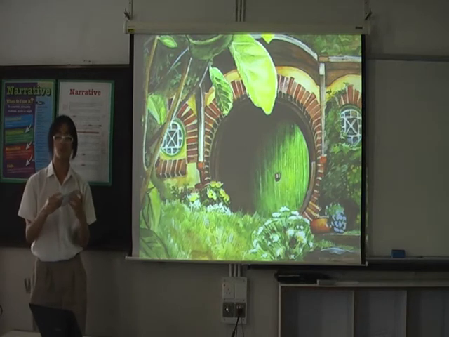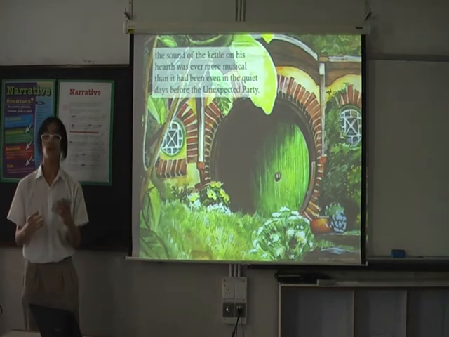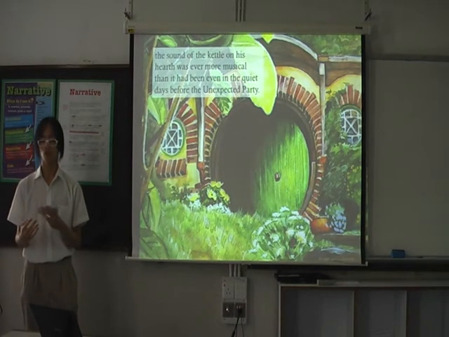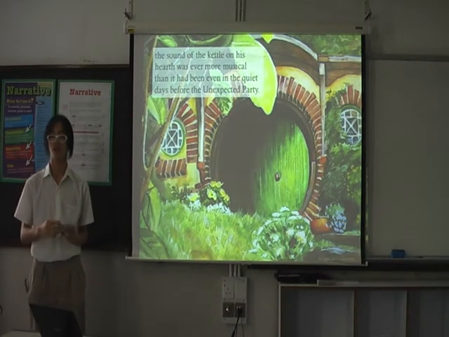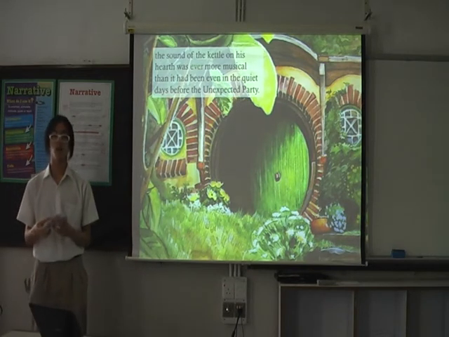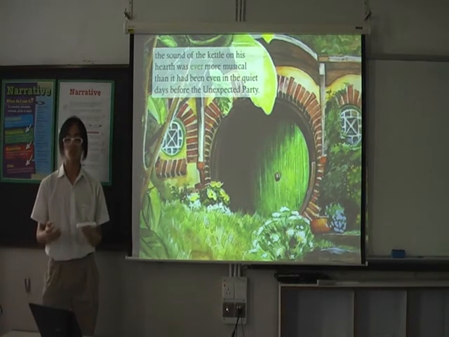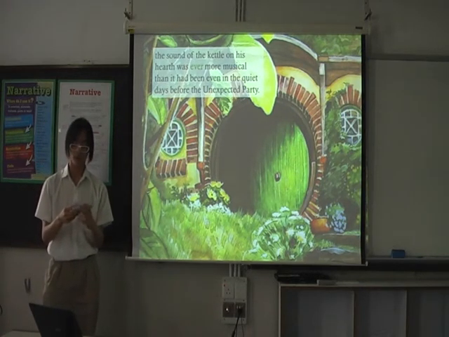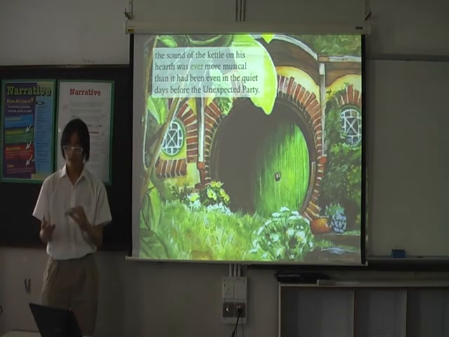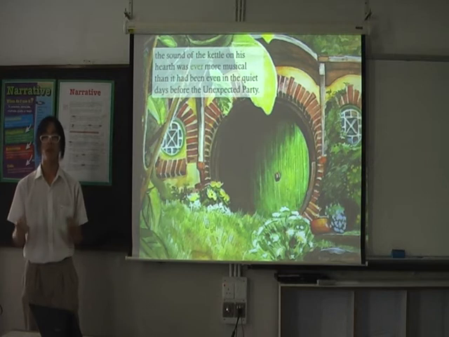But as he returns, he is not the same hobbit he was. As shown with "the sound of the kettle on his hearth was ever more musical than it had been even in the quiet days before the Unexpected Party." The superlative "ever" is used to emphasize how musical the singing of the kettle is. And here the kettle singing is a form of metonymy used to represent everyday life. Tolkien thus suggests that as a result of having adventures, your everyday life upon your return will be ever more enjoyable.